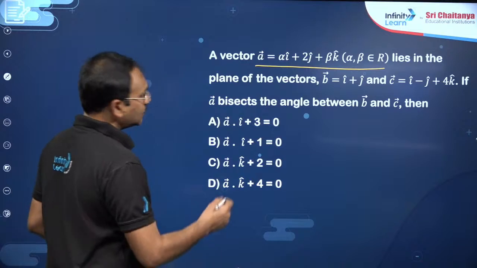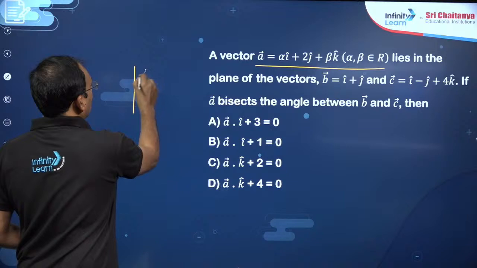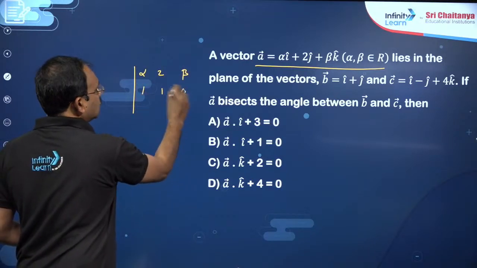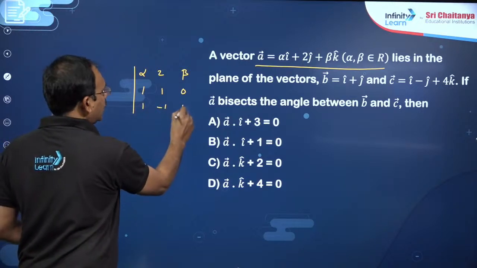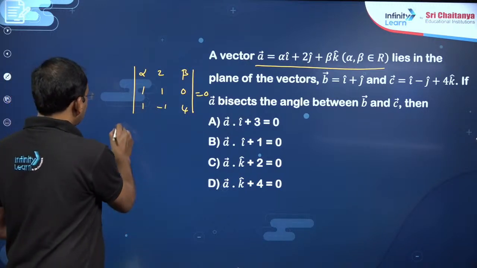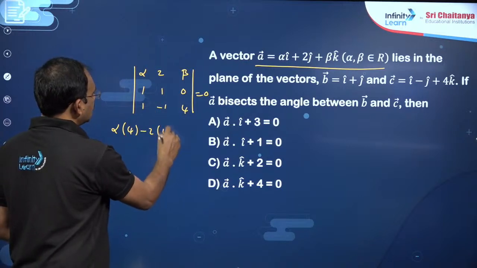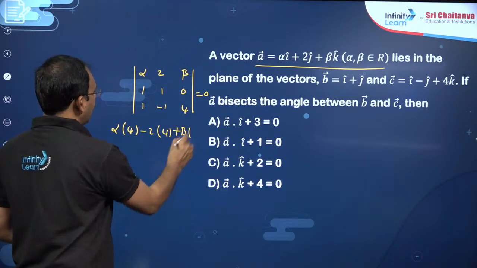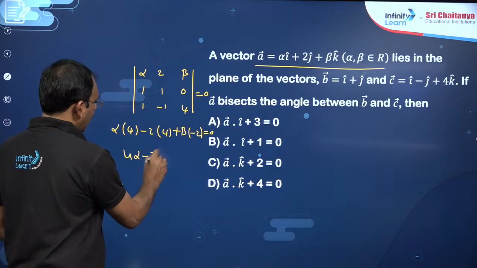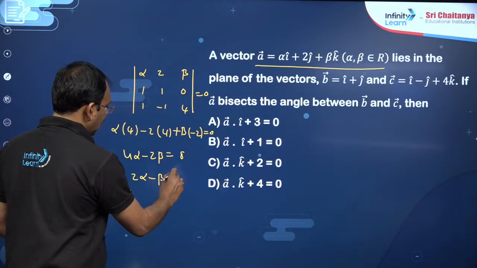So first thing, you just apply the coplanarity condition. What is the coplanarity condition? This is alpha 2 beta. The next, this is 1 1 0. Second one 1 minus 1 4. This det must be 0. 3 vectors these are, right? So now if you apply determinant, alpha into 4 minus 2 into 4 minus 0 plus beta into minus 1 minus 2 equal to 0. You got 4 alpha minus 2 beta is equal to 8, which is 2 alpha minus beta is equal to 4.